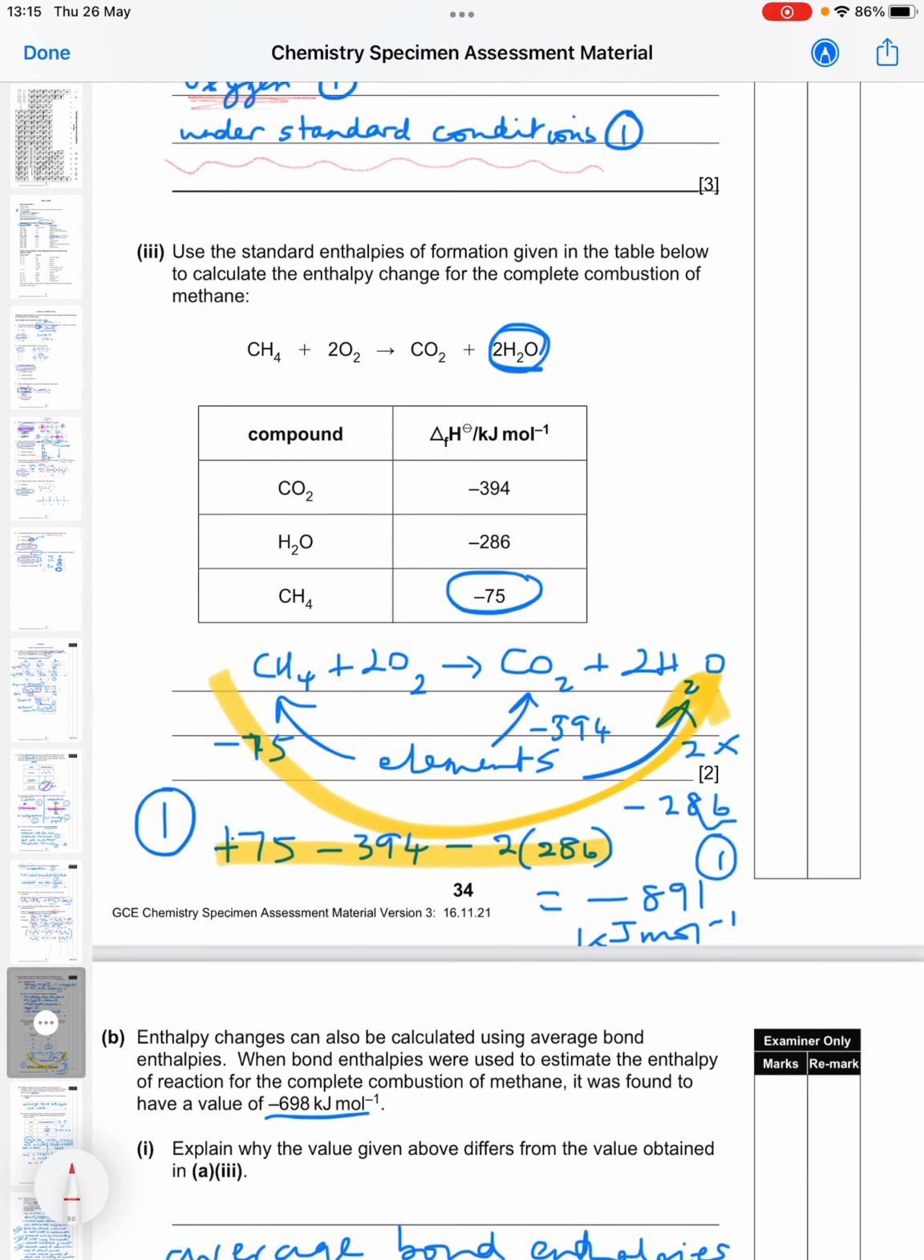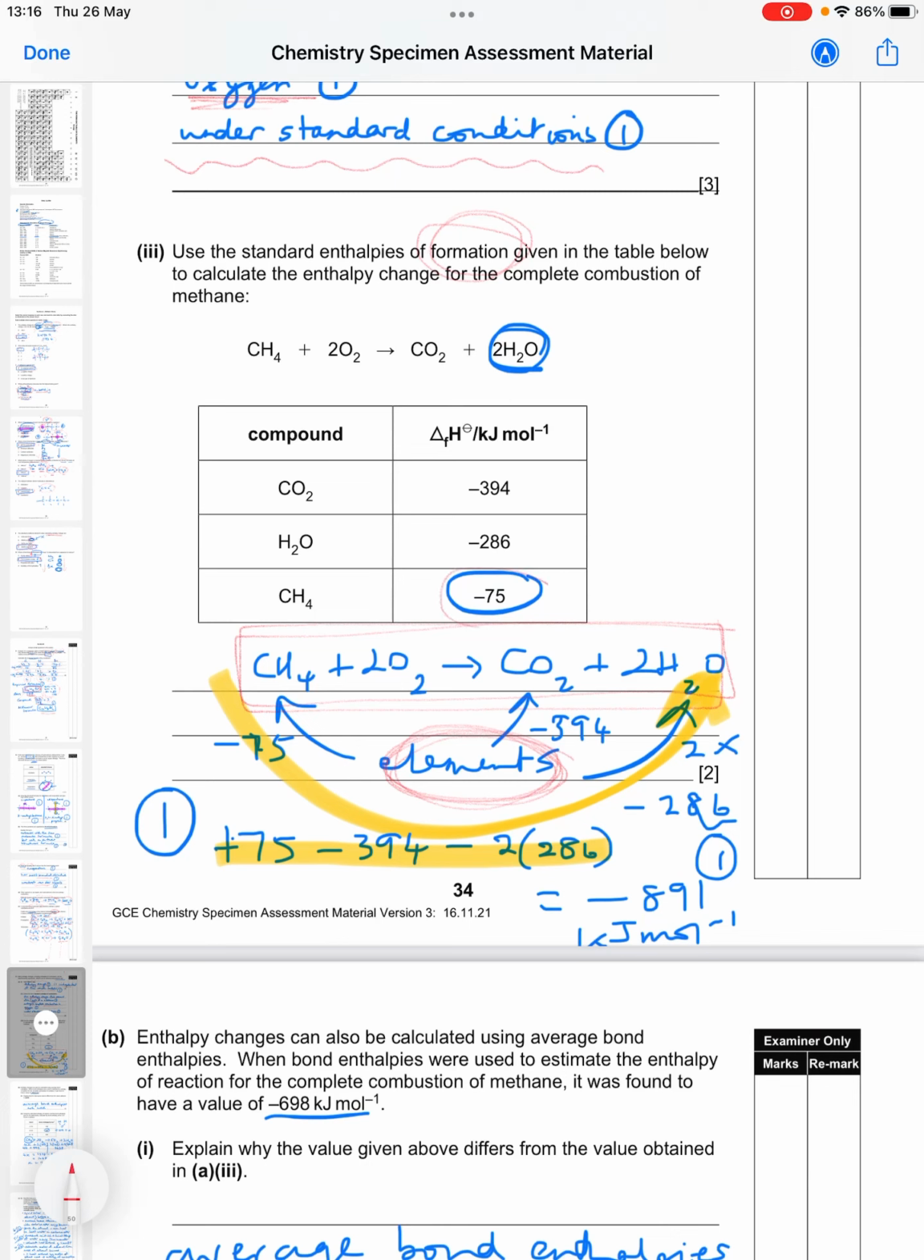Now, in the next question, I've drawn it out how I would work it out, so I hope that helps you with it. It says, use the standard enthalpies of formation given in the table below to calculate the enthalpy change for the complete combustion of methane. So, you see I have rewritten the equation here down underneath, and then because it's from enthalpies of formation, I'm not bothering to write out what all the elements are. I've just written elements because it doesn't really matter, and you just tend to get bogged down and waste time in the exam trying to work out the balancing of that.